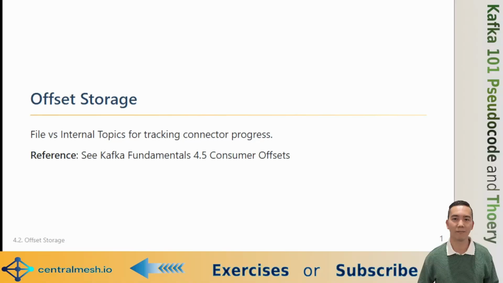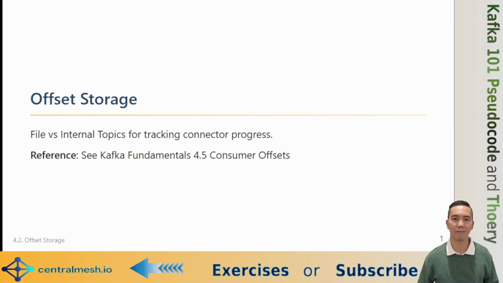In this lesson, we'll explore one of the most important concepts in Kafka Connect: offset storage. Offsets are what allow Kafka Connect to remember its progress as it moves data between systems. Without offsets, a connector would have no idea where it stopped previously. Every restart would either begin from the beginning, causing duplicate processing, or potentially skip data altogether.